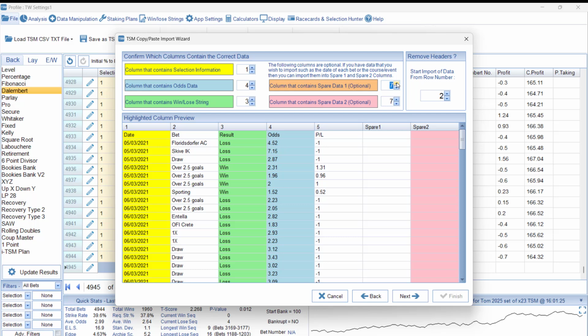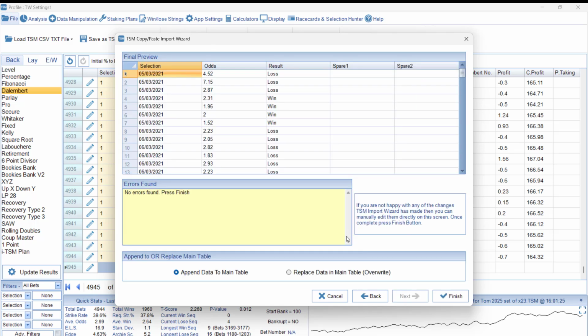And you can add optional columns as well if you've got some other information you want to add in, but I don't really use it. And in my case, I have titles to my columns, so I tell it that it should start to import data from row 2. And then I click next, and it says this is the data we're going to bring in. Is this all right? You can go back if it's wrong.